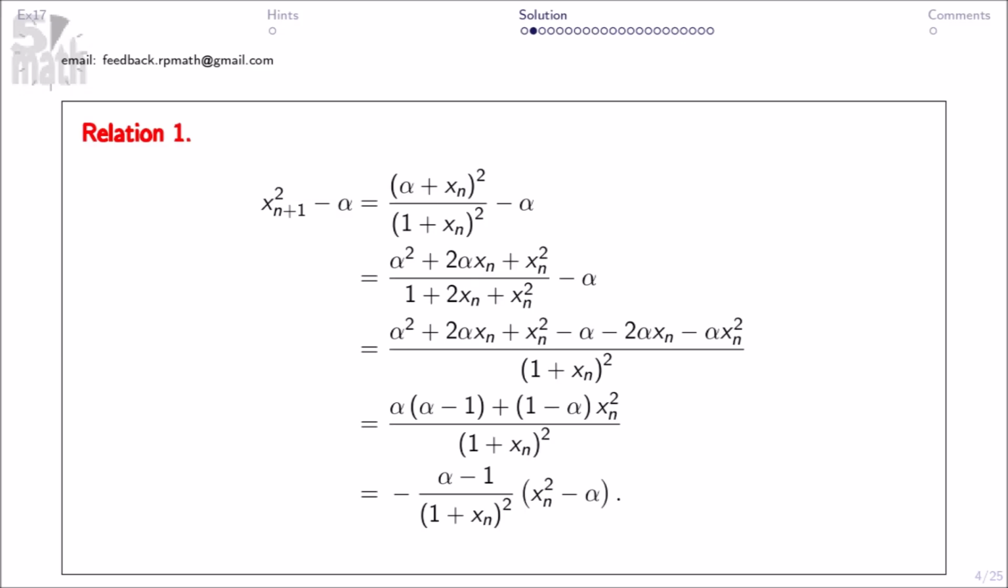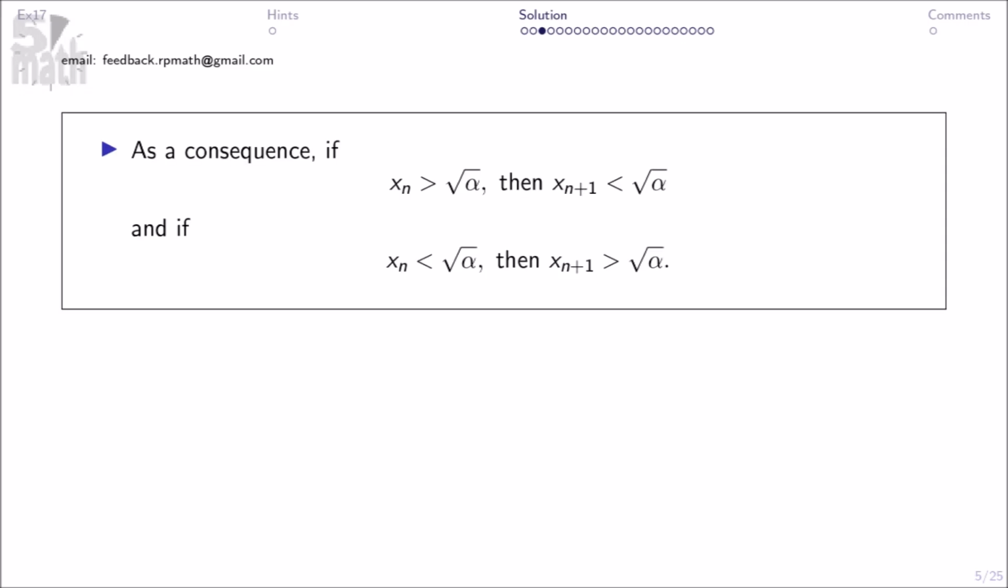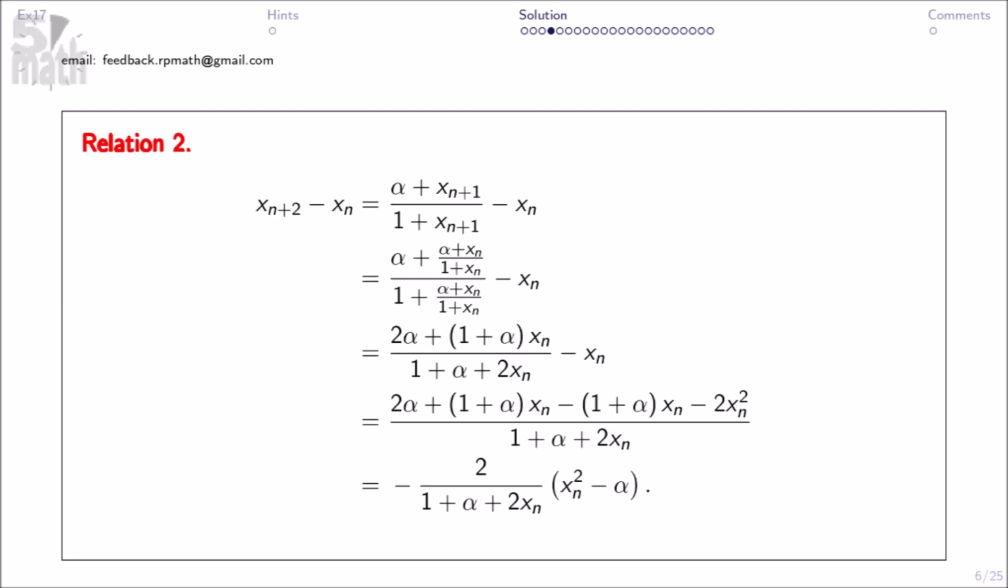Relation 1 is this. As a consequence, if xn greater than square root alpha, then xn plus 1 less than square root alpha, and if xn less than square root alpha, then xn plus 1 greater than square root alpha. Relation 2 is the following.